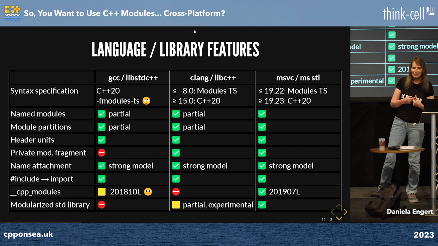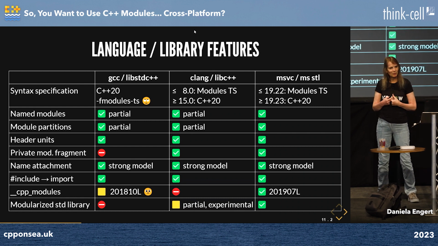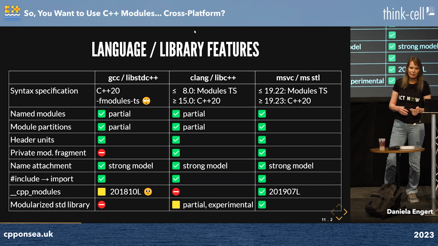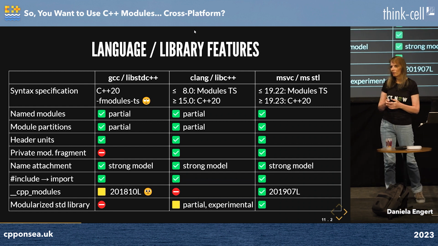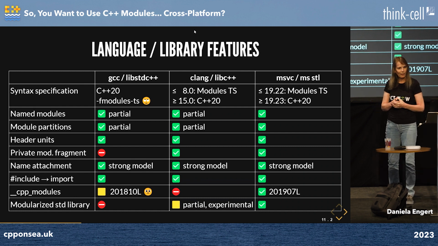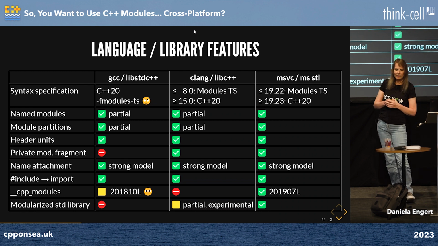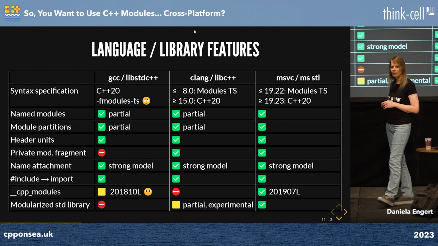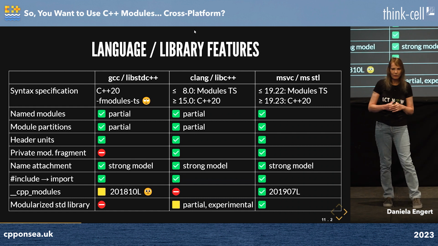I like to see that all implementations now have converged on the strong ownership model. This ownership is the kind of thing: if you have a name attached to a module, what does it mean to symbols? Now all implementations do the same here, and this is a good thing for you and us as a community. And lastly, what about the modularized standard library as it is defined in the C++23 version of the standard?